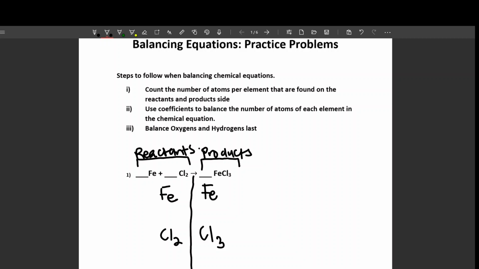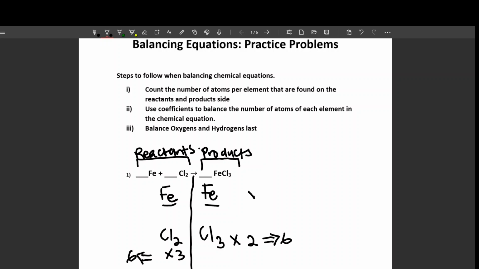Now, we have one iron that's balanced. However, see how we have 2 chlorines and 3 chlorines. We have to balance this. One way we can do this is basically by multiplying this bit by 2 and this bit by 3. And what do we have now? We have 6 here and we have 6 here.